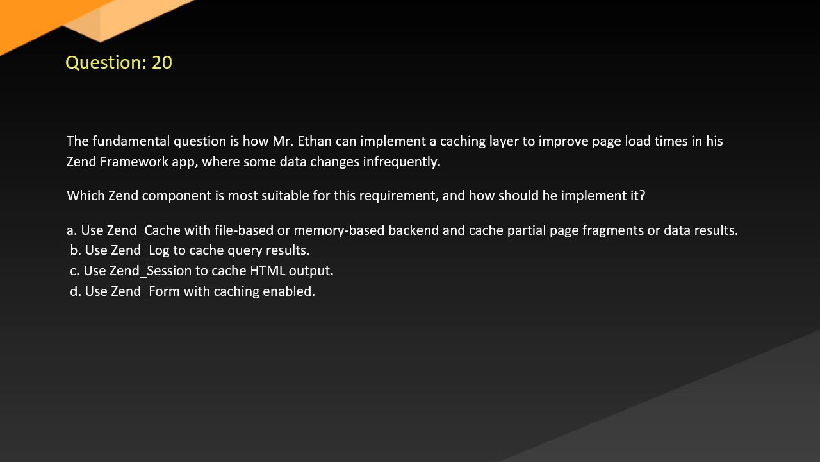Question 20. The fundamental question is how Ethan can implement a caching layer to improve page load times in his Zend Framework app where some data changes infrequently. Which Zend component is most suitable for this requirement, and how should he implement it? A. Use Zend Cache with a file-based or memory-based backend and cache partial page fragments or data results. B. Use Zend Log to cache query results. C. Use Zend Session to cache HTML output. D. Use Zend Form with caching enabled.